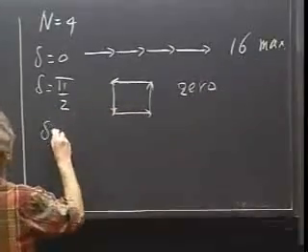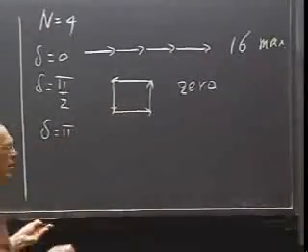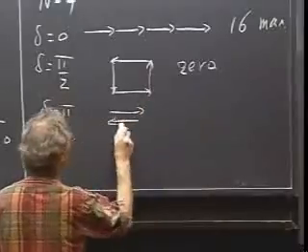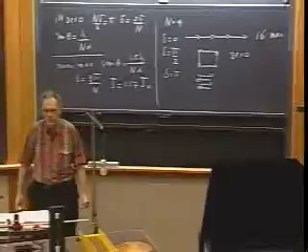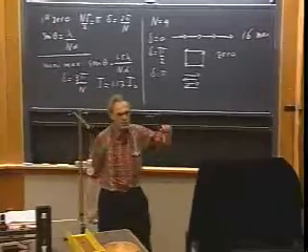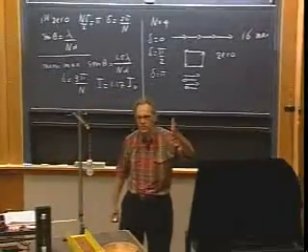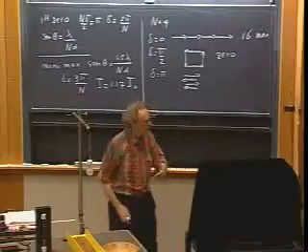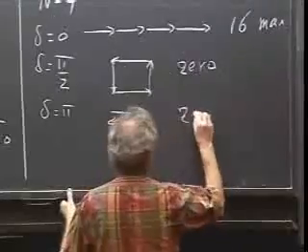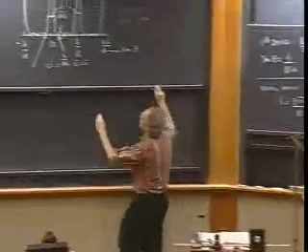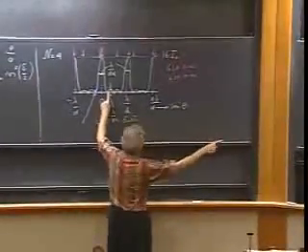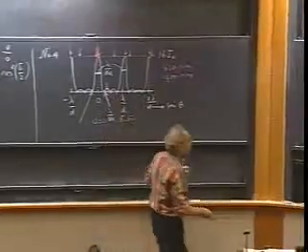Now I go delta equals pi. I know what pi is. 1, 2, 3, 4. What do I end up with? I add 4 vectors, 180 degrees, flip, flip, flip, flip. What is the net result? 0. So it's dark. Here, this one is this one. And the second one is this one.